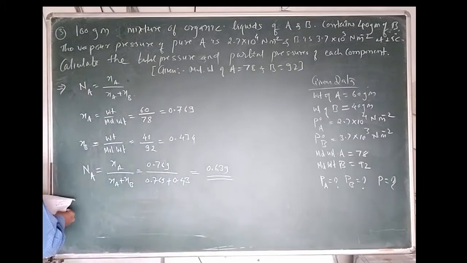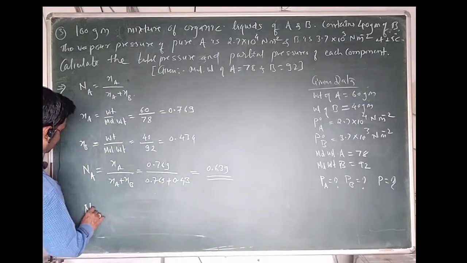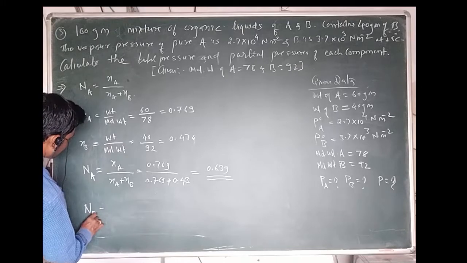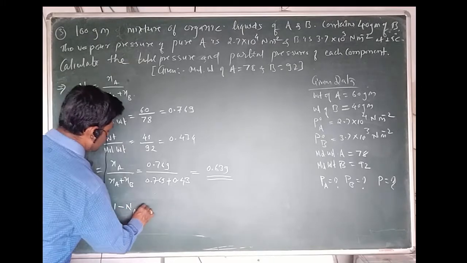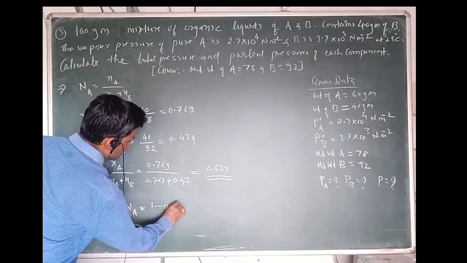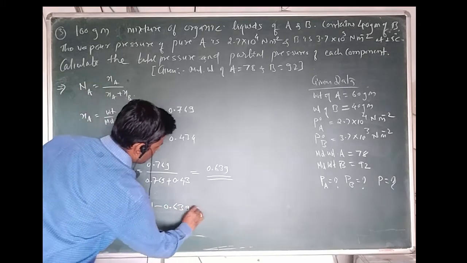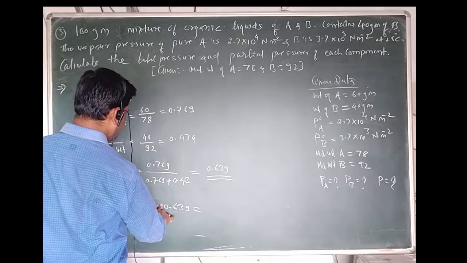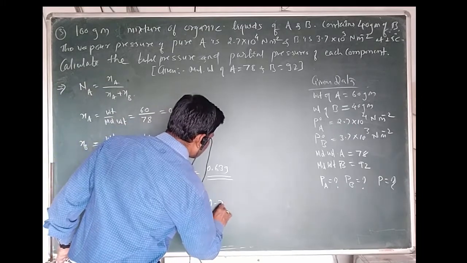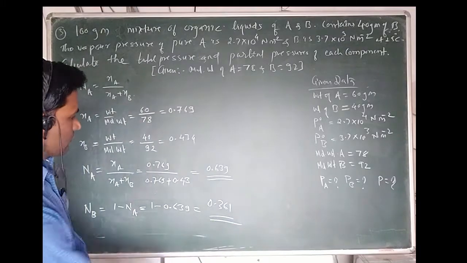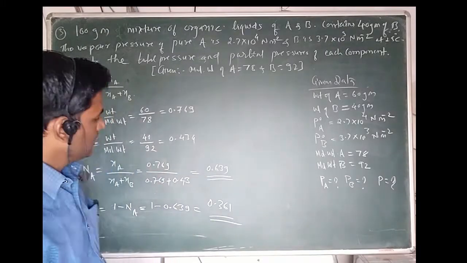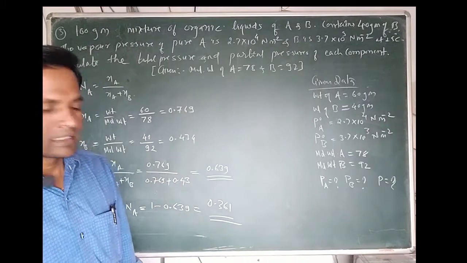So how can the mole fraction of B be calculated? It is 1 minus NA. You put 1 minus 0.639, so we have 0.361, which is the mole fraction of B. Okay, the mole fraction of A is 0.639 and the mole fraction of B is 0.361.